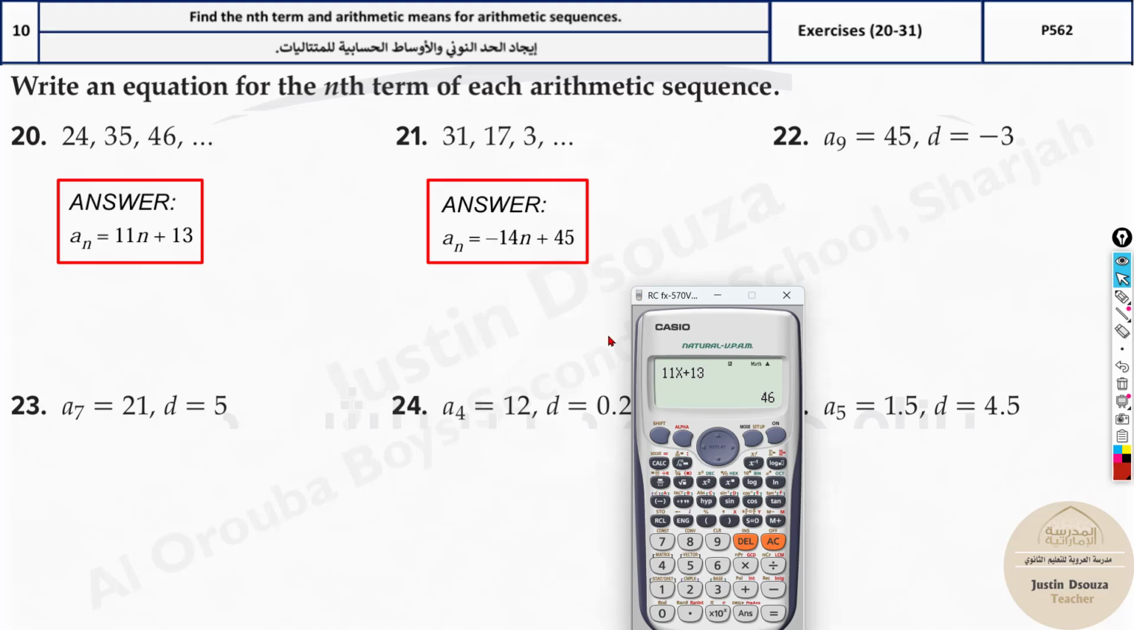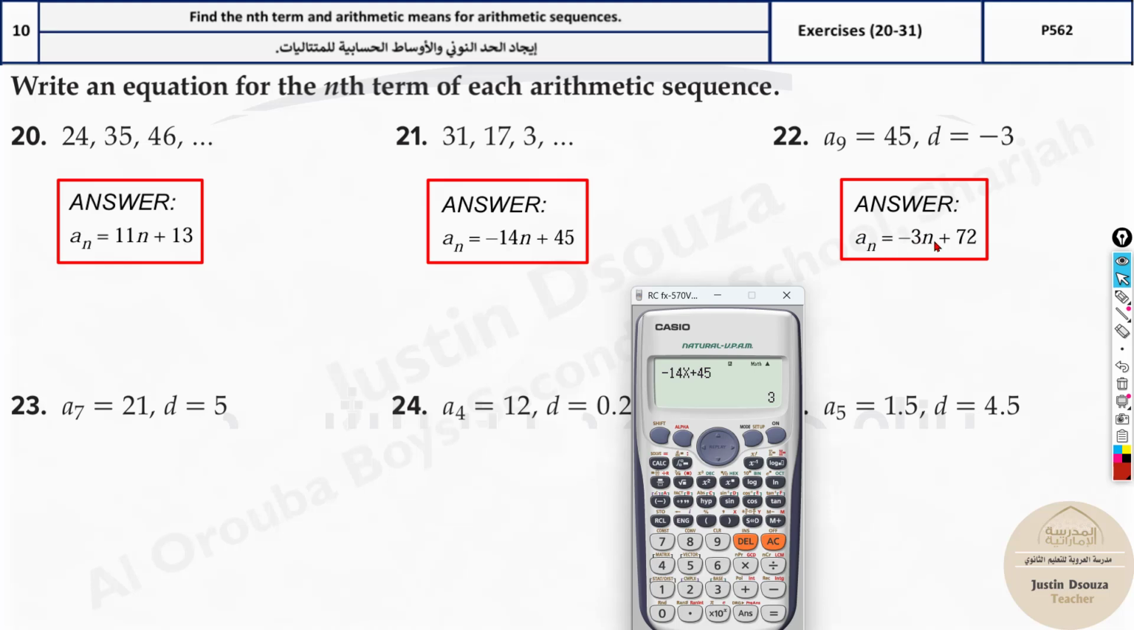Even over here, you can do the same. Substitute negative 14n plus 45. Calculated at 1, the answer is 31. Calculated at 2, it should be 17. And calculated at 3, the answer is 3. Yes, that's correct. Now, what about such terms?